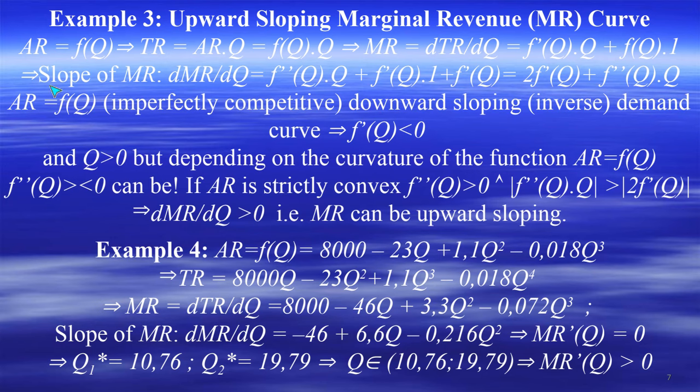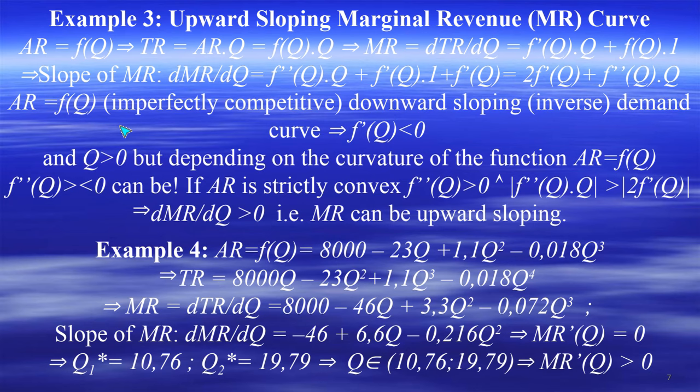AR equals f of Q, our demand function, our average revenue function, our inverse demand function, in fact, would be imperfectly competitive. If it is perfectly competitive, average revenue would be a constant function. Average revenue would not be a function of Q, it would be constant. And if it's constant, its slope is zero, so we can't make this analysis.